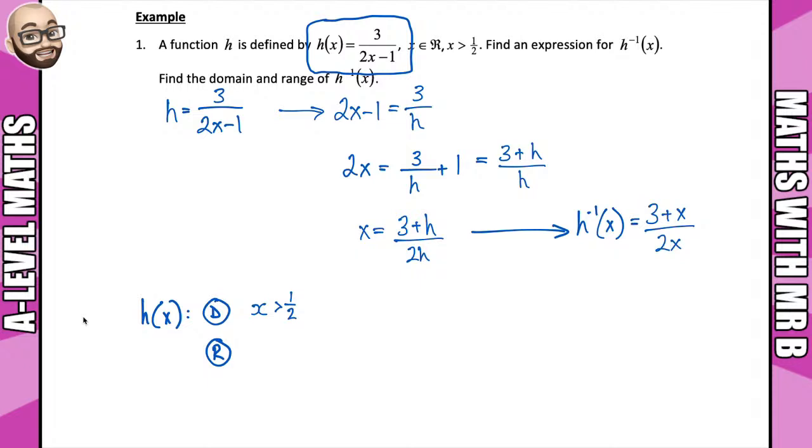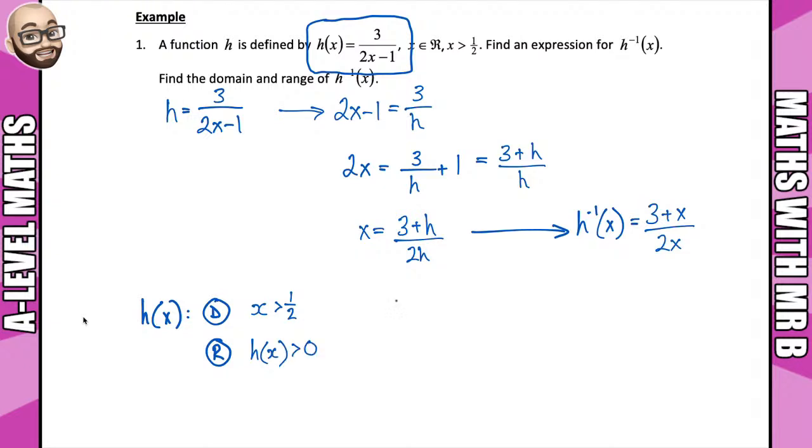We could make it as big as we want depending on the difference between the number we choose and a half. If we go to the other extreme and make x a really, really big number, well, if we double the big number and then take away 1, this denominator could be massive. And 3 divided by a really big number is going to get us a very, very small number. So by putting in those types of numbers, we've established it's always going to be positive, it's always going to be bigger than 0, and it can be as big as we like. So we can say that the range for this function is bigger than 0.